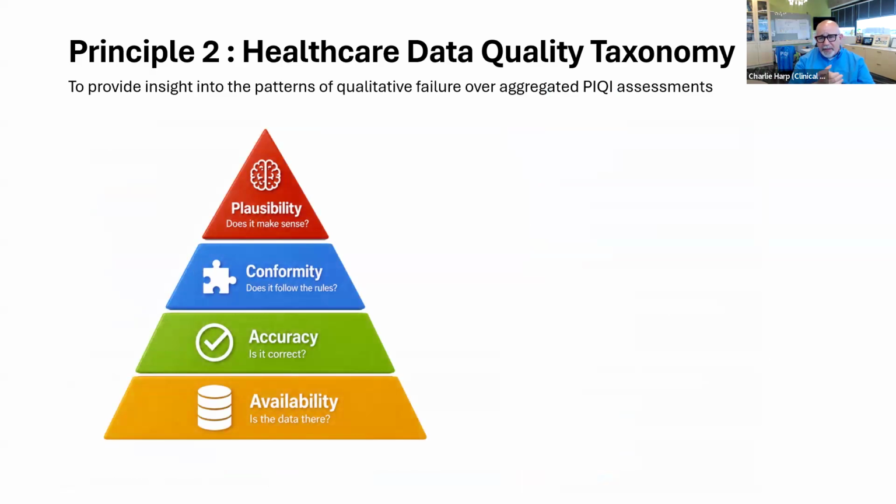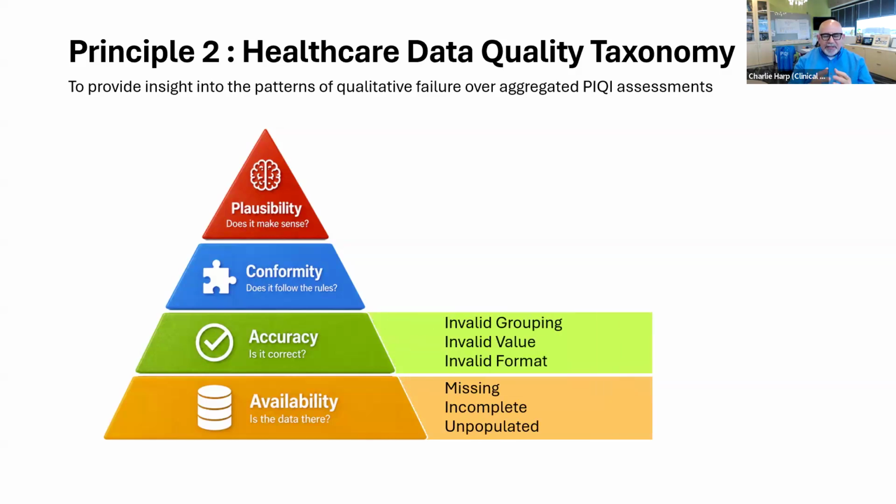The next thing was the taxonomy. And so the taxonomy that we built falls into 4 categories: availability, accuracy, conformity, and plausibility. Once again, focus in on these things that we see over and over again in healthcare or healthcare related data. And availability is really the concept of, is the data there? Does it have all of its parts? Or is something missing, like obviously missing, which is slightly different than unpopulated. I'm not going to go into the details of that, but feel free to message me if you're curious. The next is accuracy. Is the data in the right format? Is it the right type of value? Is it the right type of grouping or not?